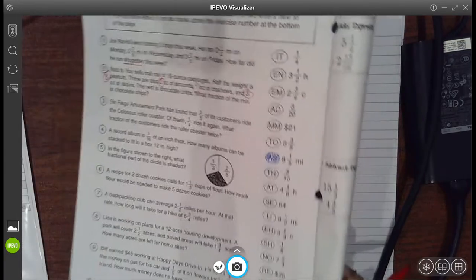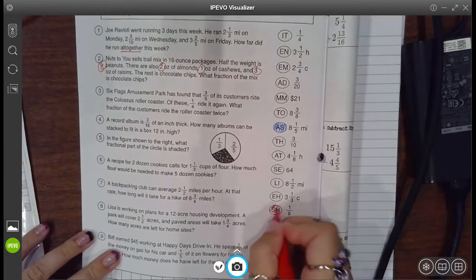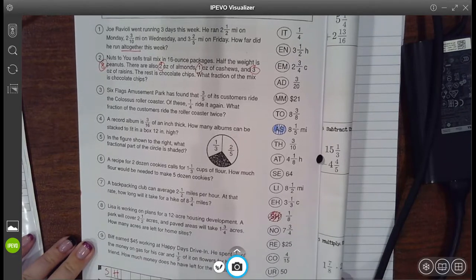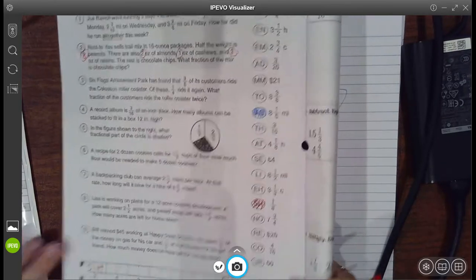So if I find that on here, you see that that's SH. So for number 2, I'm going to put an SH down at the bottom.